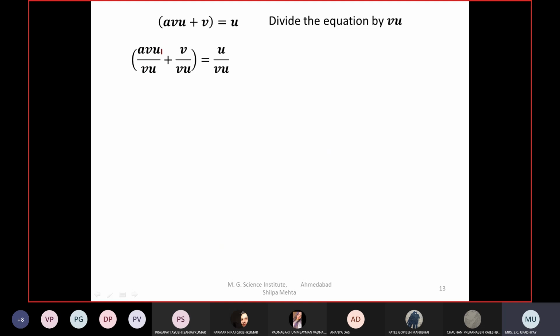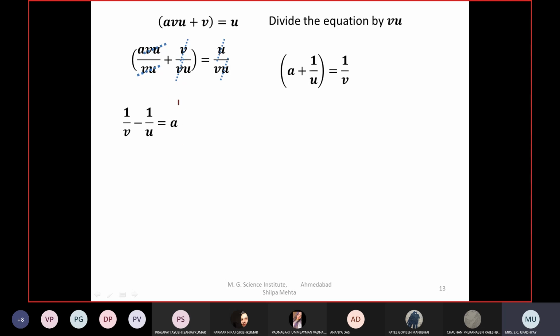So here first term VU and VU is cancelled out. From the second term V is cancelled out, and from right hand side term U is cancelled out. So we get this type of equation: A plus 1 upon U equal to 1 upon V. Now 1 upon V minus 1 upon U equal to A.